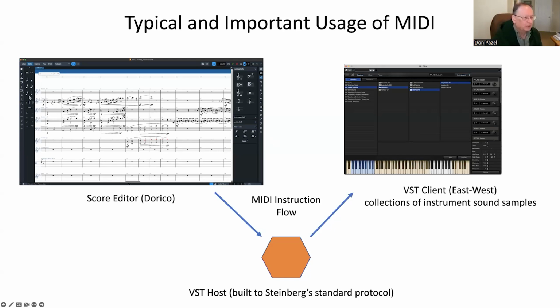And when I ask Dorico to play it back, it sends MIDI instructions to a VST host, and I can link in any number of these. I can link in a VST client, in this case from East West, and say, hey, I want one channel to be a violin, one channel to be an oboe, and so forth. And the tracks will map appropriately, and the sound will be produced actually quite nicely. With these professional sound samples, it's very hard to distinguish it from a recording. It's very, very good.